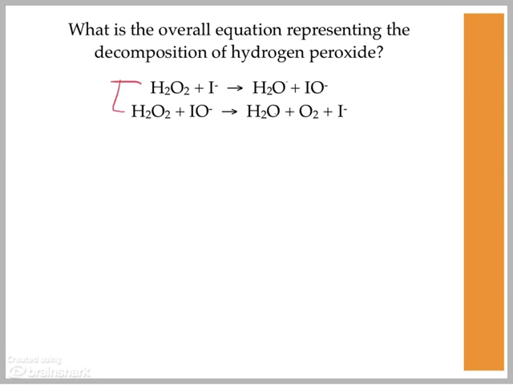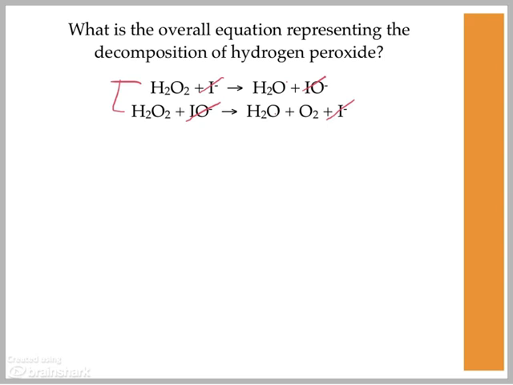So in this case, you have an I negative here, and then you have an I negative there. Opposite sides of the arrow, so you can get rid of them. You have an IO negative here, IO negative there. Opposite sides of the arrow, so you can get rid of them. So now just write out what you have left.